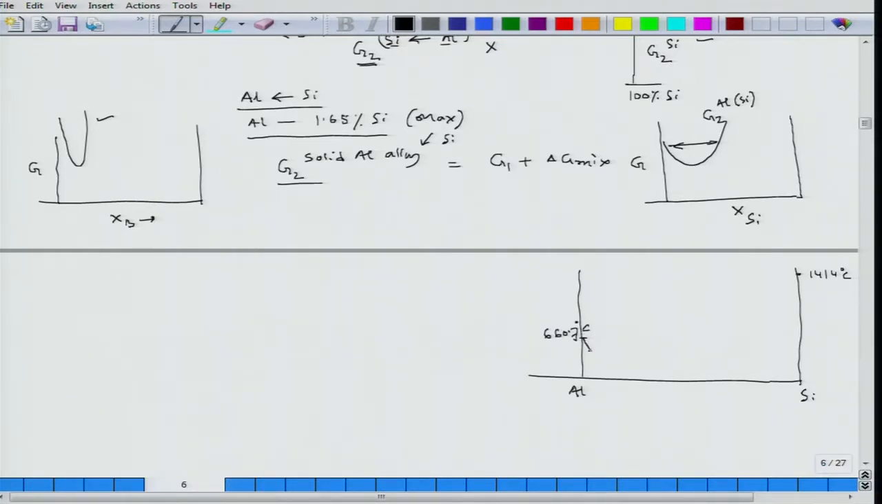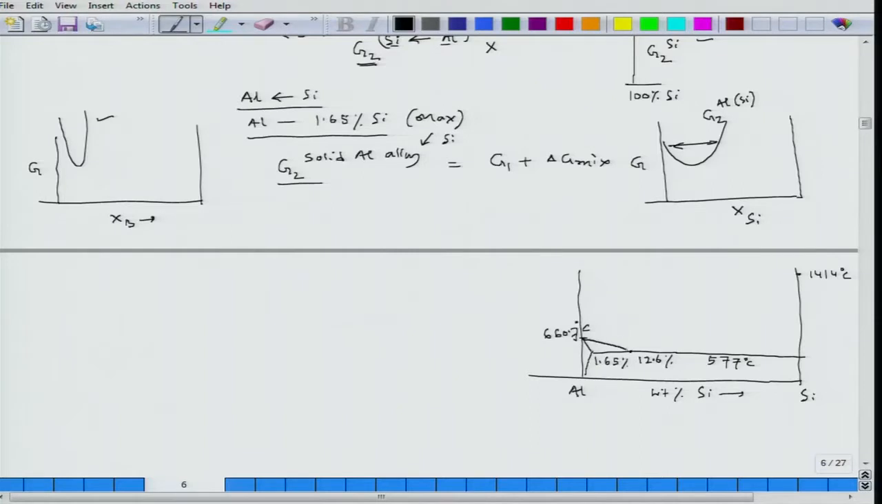So, I could get a maximum of 1.65 percent silicon, in terms of weight percent of silicon. This becomes my eutectic temperature, which is 577 degrees Celsius, and the eutectic composition is 12.6% silicon. These are all in terms of silicon.